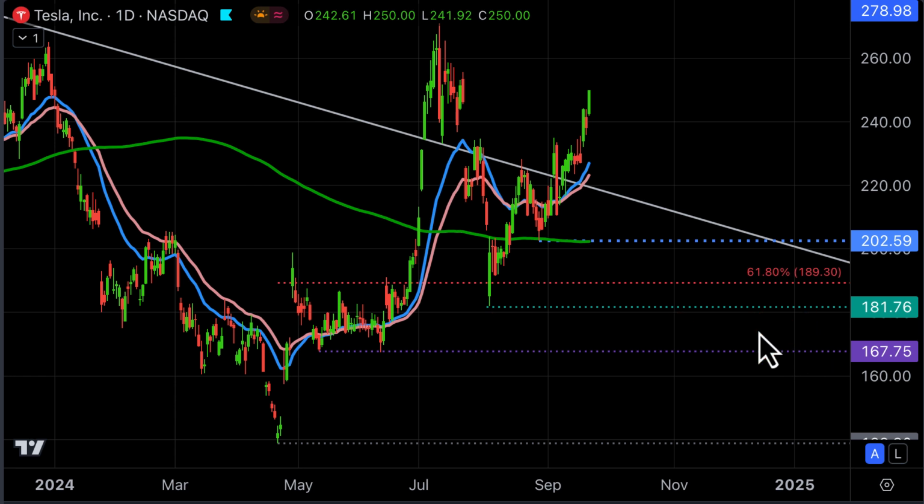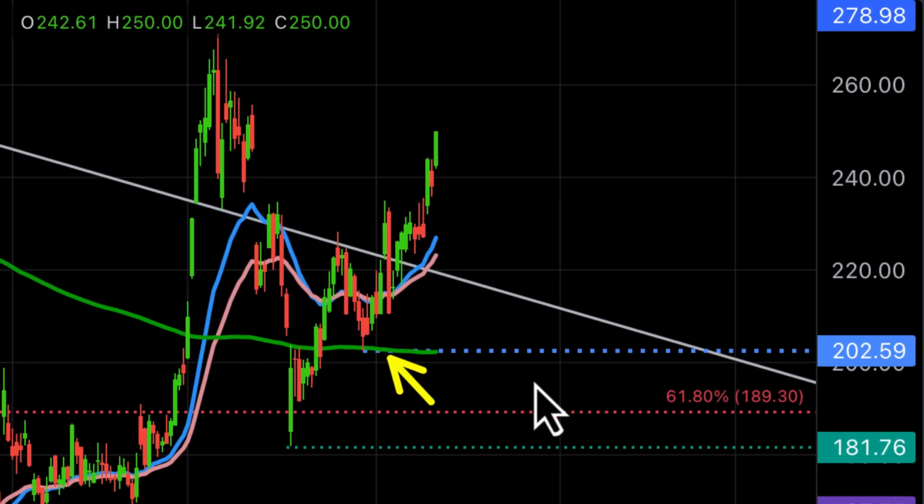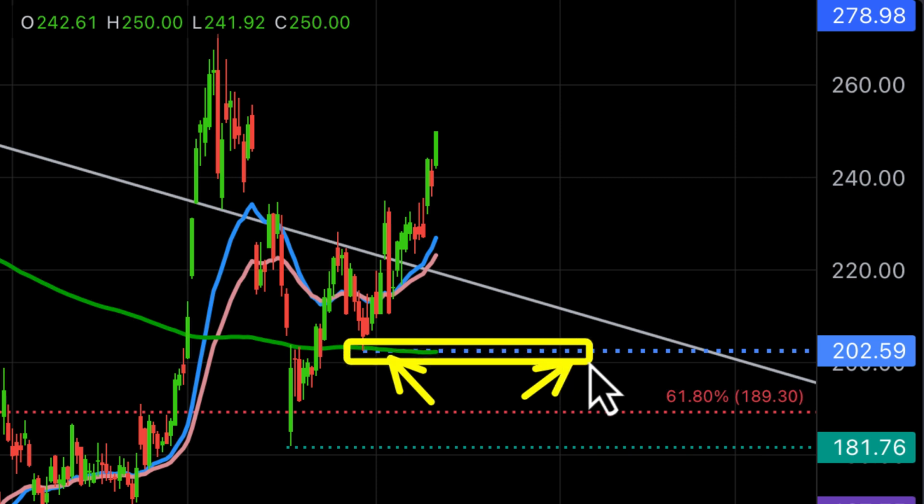But I would say even this level is going to be important here. This most recent low, the 202.59 level, blue line. That level I think is going to be extremely important for Tesla to protect. In other words, if bulls are going to remain in control, Tesla must stay above that level. Now I'm not saying it's going to happen, but if Tesla were to breach and fall below that level at any point in the next few weeks, then that would be a very dangerous and bearish sign for Tesla.